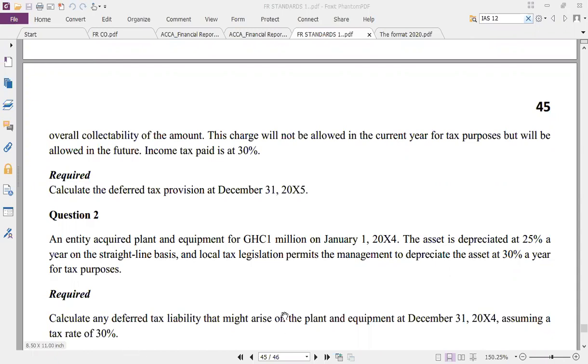Even though you can go for 4 years, the asset life is 4 years for accounting purposes. For tax purposes, it will be 3 years. Good. Now let's see.